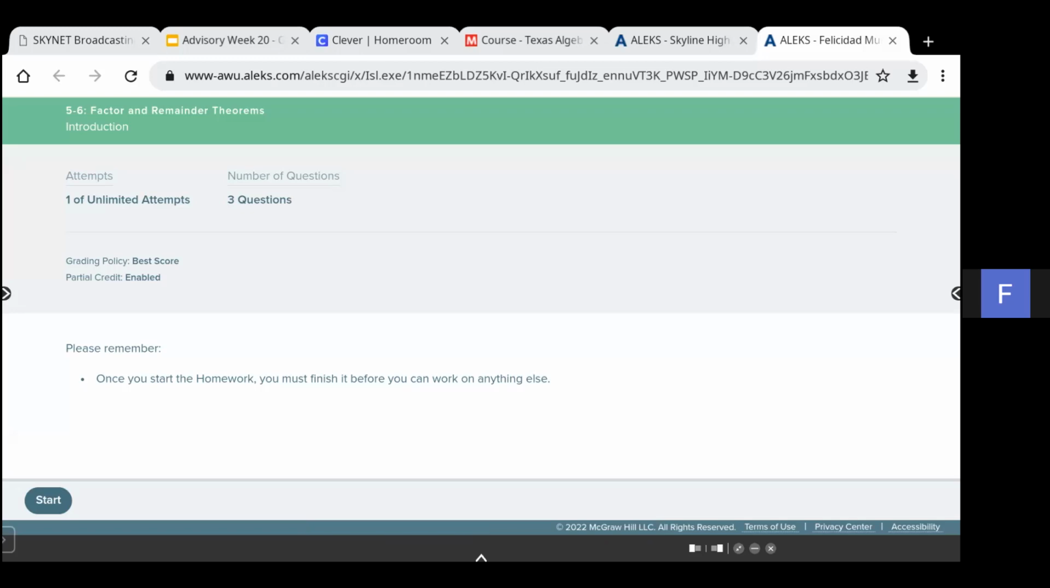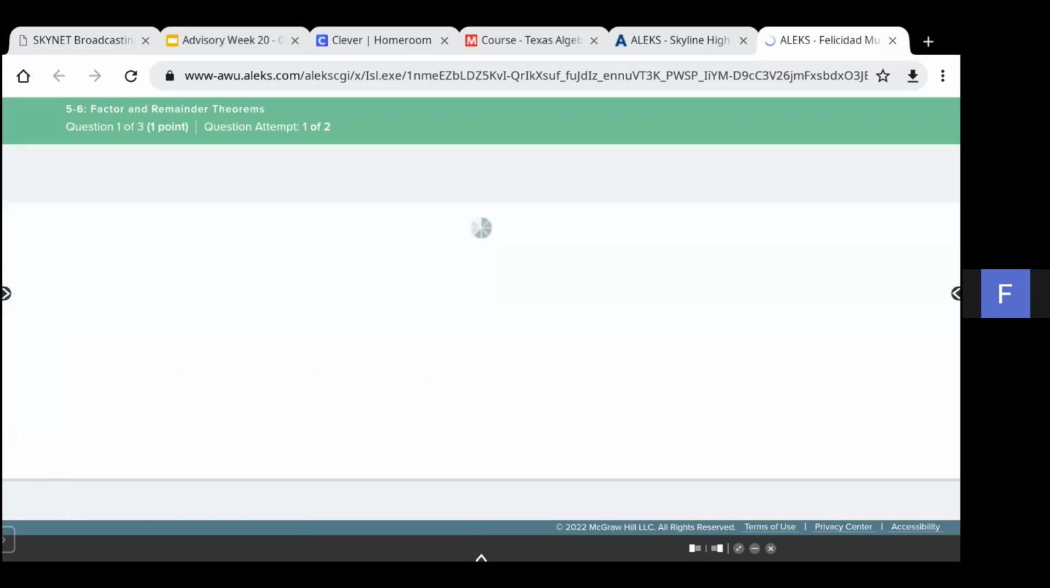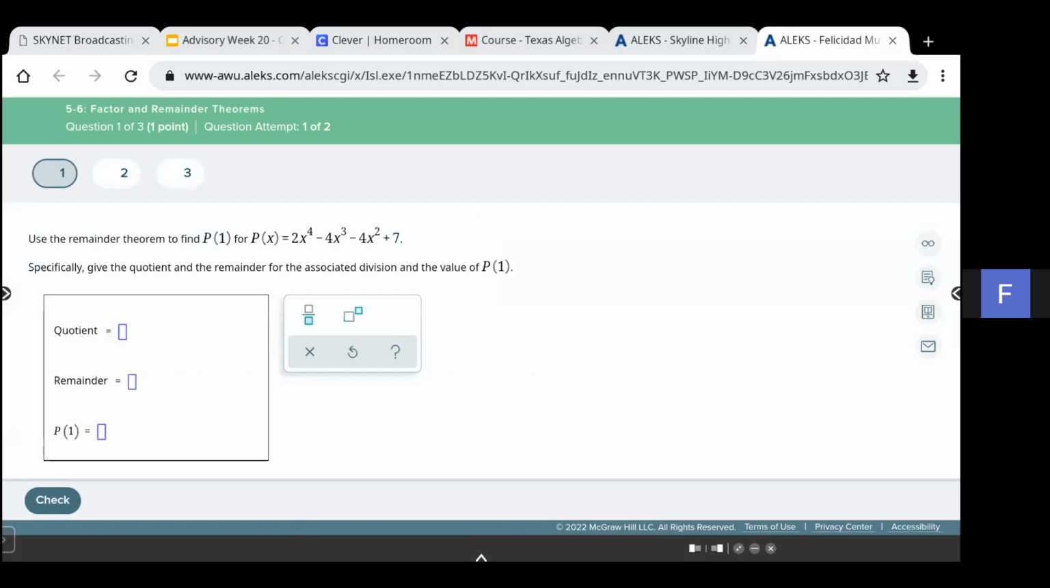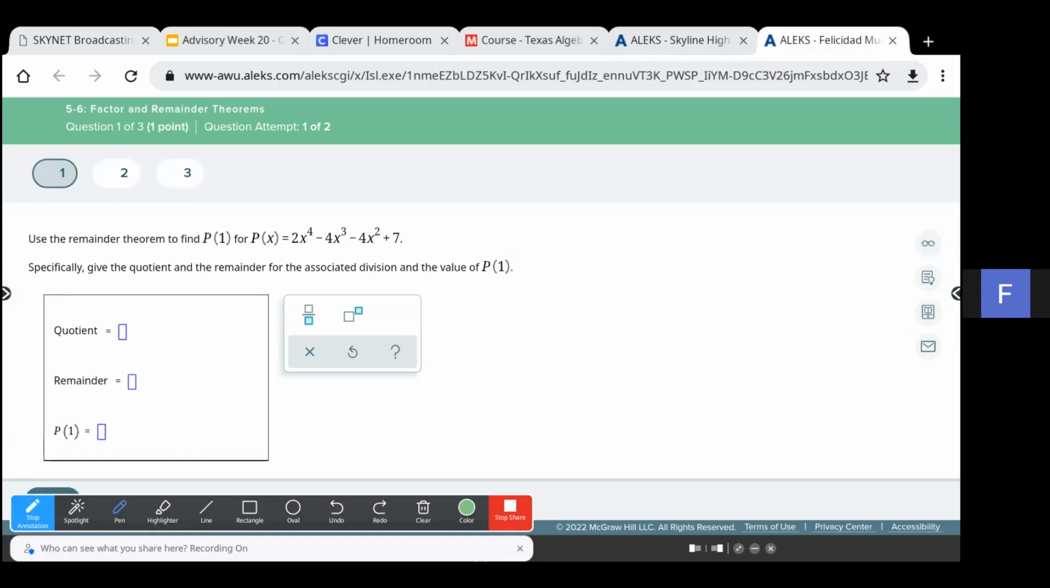So let's go ahead and get started. As you can see, we only have 3 questions. For this homework specifically, in class, we did go over it. But we're going to try this out and see if I can do annotations on this. You should go ahead and review synthetic division, which is what we did before we started this lesson. We went over some synthetic division things.